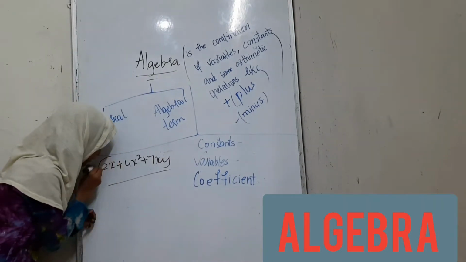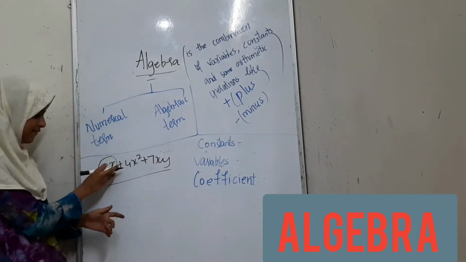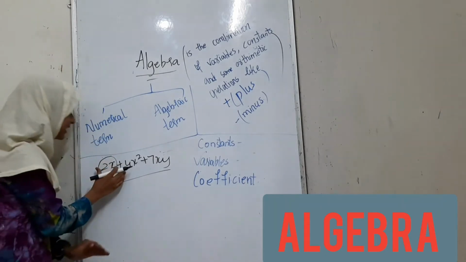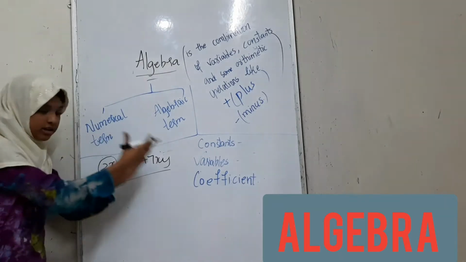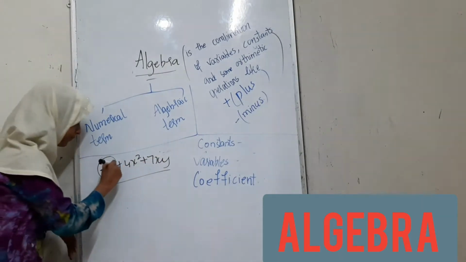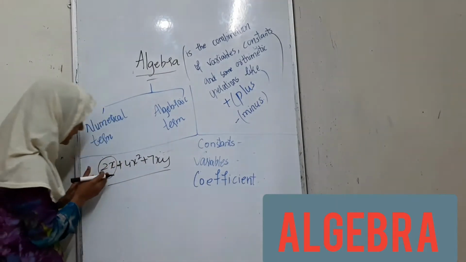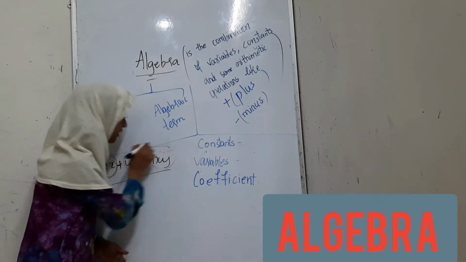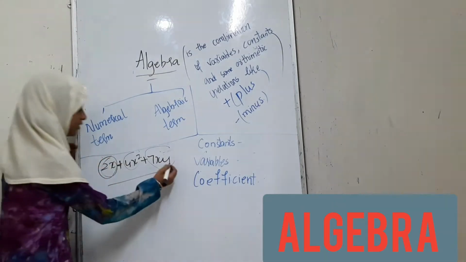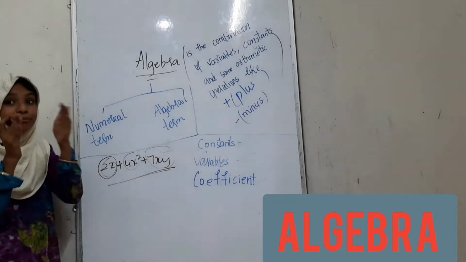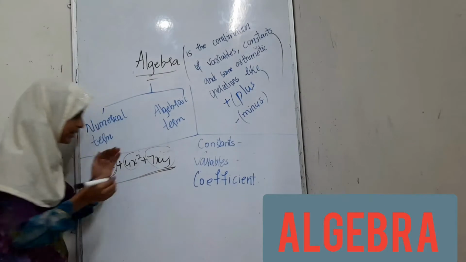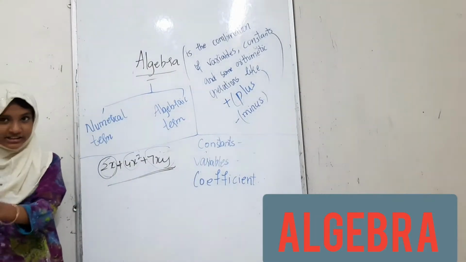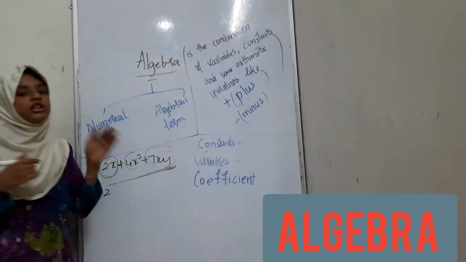This is known as a term because it does not have an arithmetic operation and it is alone. It does not have any more terms beside it or with it. So 2x is a term, 4x square is one more term, and 7x square y is one more term. The terms kept together are known as an expression. An expression could consist of at least two terms.